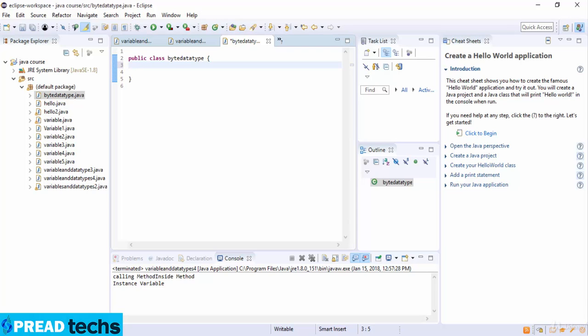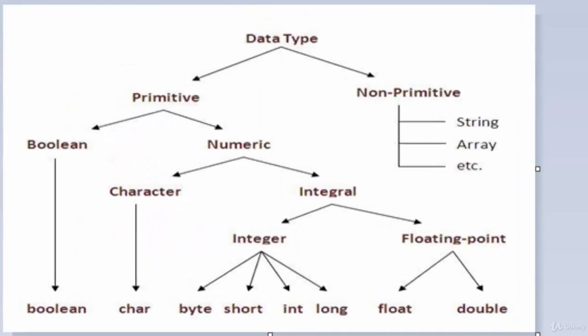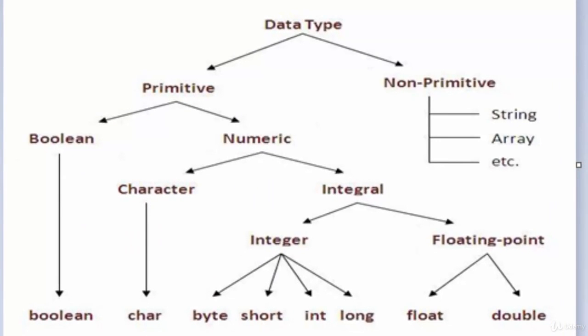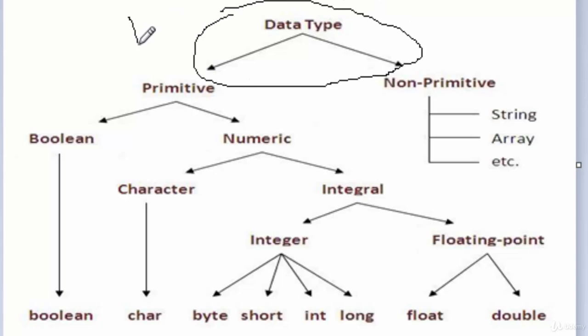A string, for example, is a data type that is used to classify text, and an integer is a data type used to classify whole numbers. So there are two types of data type. The first one is primitive data type and the second one is non-primitive data type. Here you can see the data and the type.